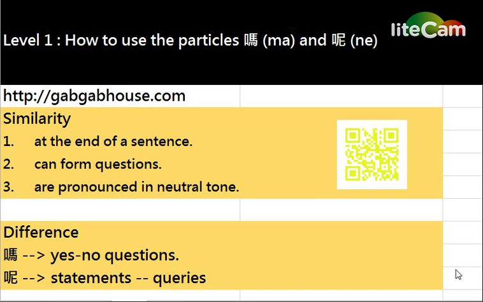In this lesson, it is our level 1 lessons, and it is about how to use the particles ma and ne. The particles ma and ne are extremely common in Chinese, and they have some similarities and differences. And here they have 3 similarities.